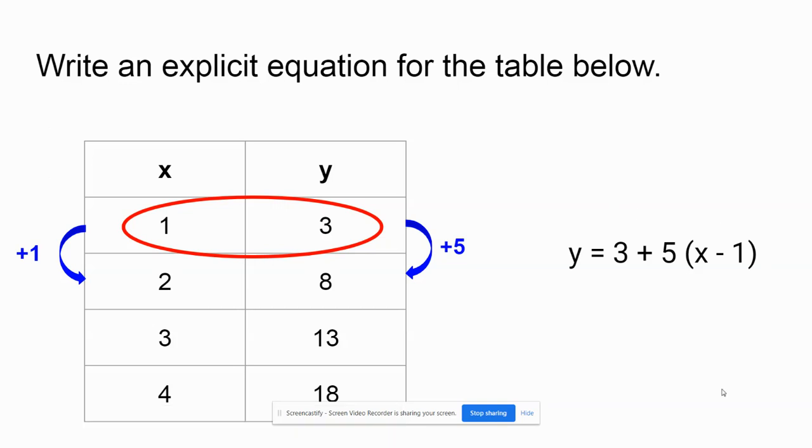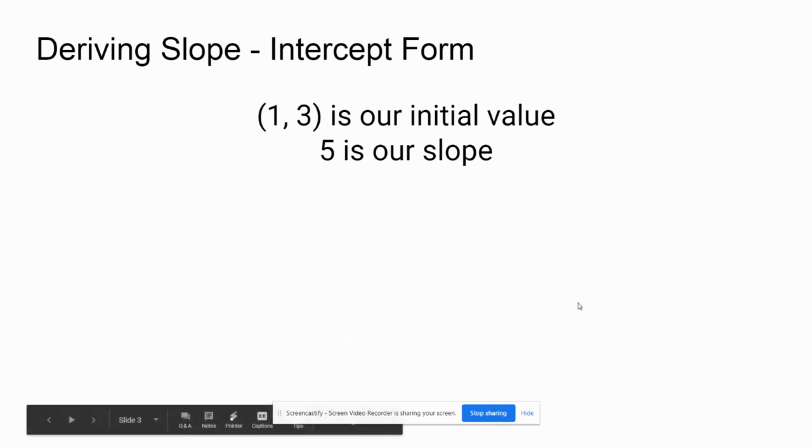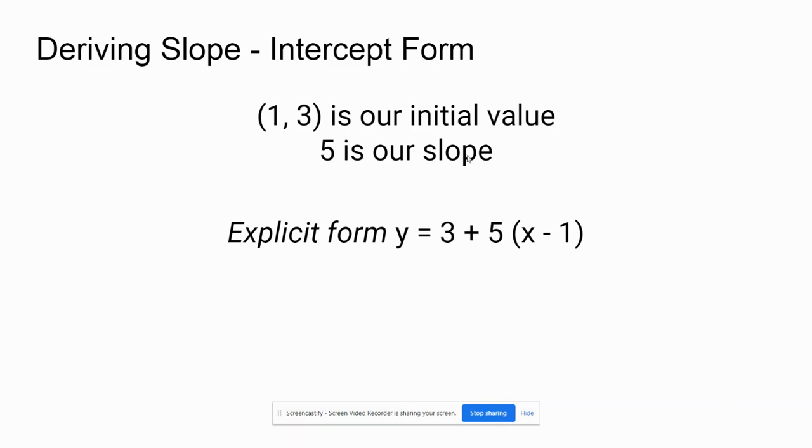What we're going to do from here is derive slope-intercept form using that information from the table. So (1, 3) was our first value, and 5 was our slope, or our common difference. Our first output goes first, plus our common difference times x minus our first input. What we're going to do first is distribute the 5. I'm going to do 5 times x and 5 times -1, which gives me y equals 3 plus 5x minus 5.